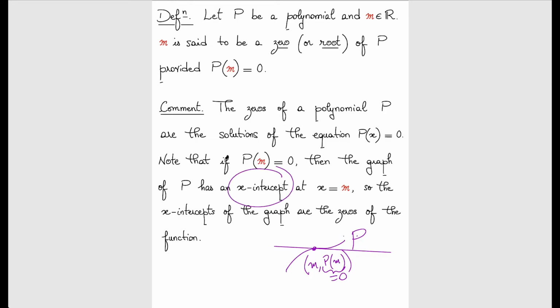And such a thing is called an x-intercept. Remember that? So geometrically, at those numbers x equals m, we have x-intercepts. Okay, so the x-intercepts of the graph are the zeros of the function. Okay, all right, let's take an example.